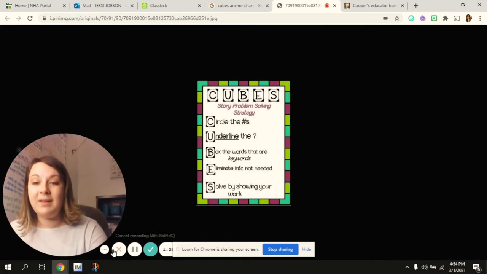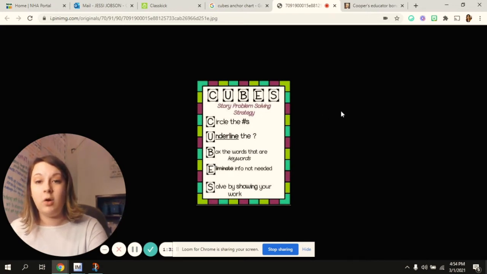And so the big thing that the kids had seen before was actually called CUBES. So you can kind of see that up in the back. It's a story problem solving strategy. This is just a picture that I found off of Pinterest. It's not mine, but it's got circle the numbers, underline the question, box in the words that are key words, eliminate information not needed, solve by showing your work.